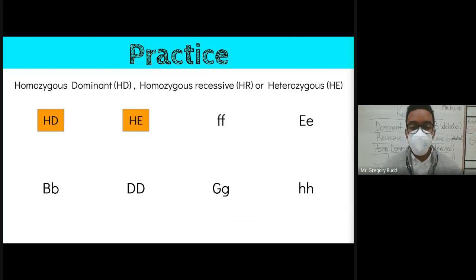Okay, lowercase f, lowercase f. What's that? That's homozygous recessive. Lowercase, lowercase. So they're the same thing. They're both the same size, and they're both lowercase. So that means that they're recessive. So homozygous recessive, HR. Okay, what about that next one? Capital E, lowercase e.